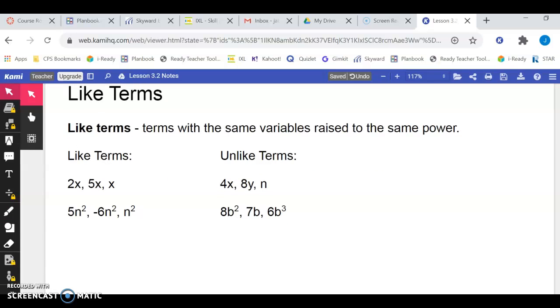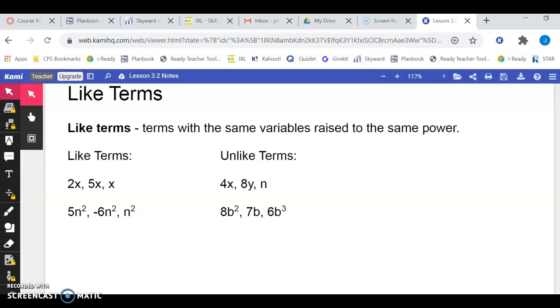Like terms are terms with the same variables raised to the same power. So I put examples here under like terms. 2x, 5x, and x are all like terms. 5n squared, negative 6n squared, and n squared are all like terms because they all have the n raised to the second power. Unlike terms would be 4x, 8y, and n. They're all different letters. They're not the same.